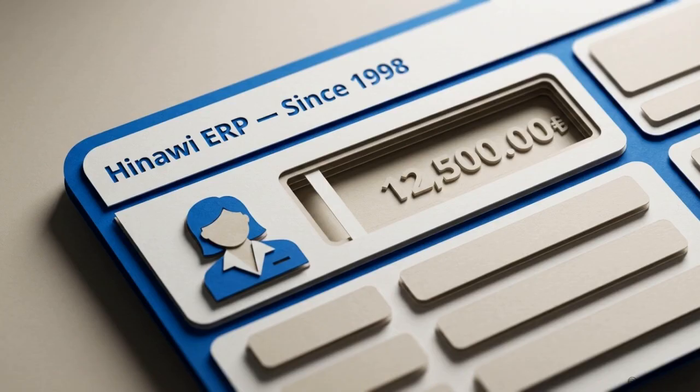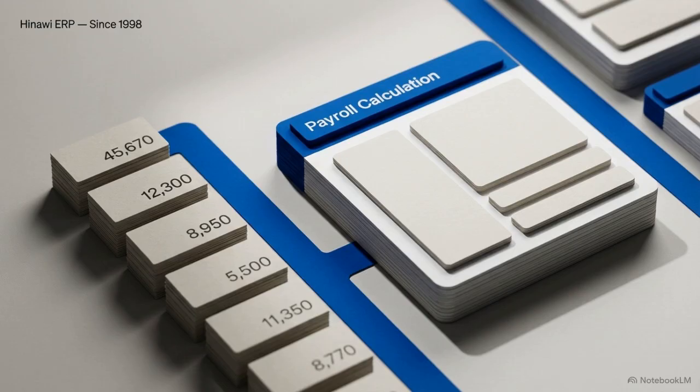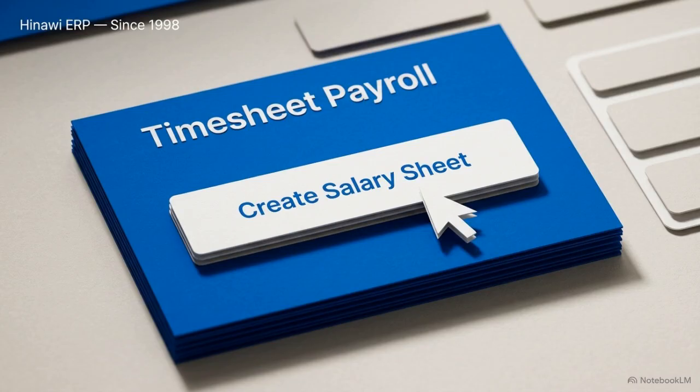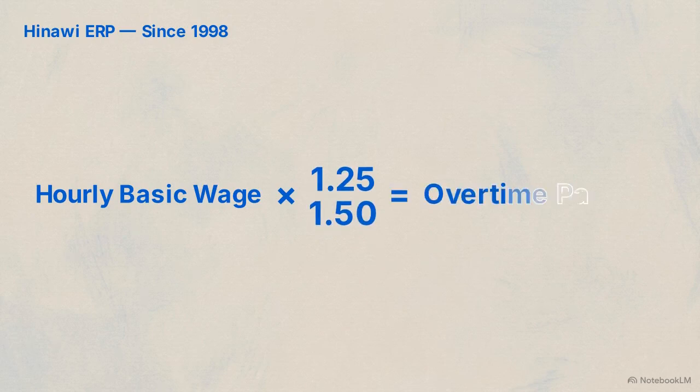For HR employees, managers manually enter a pre-approved financial amount for overtime directly into the system instead of raw hours. Capturing this data correctly at the source provides the payroll engine with clean information to execute the final calculations. Navigate to Create Salary Sheet within the Timesheet Payroll menu to start the automation. The system now multiplies the hourly basic wage by the 1.25 or 1.50 multipliers we've established.